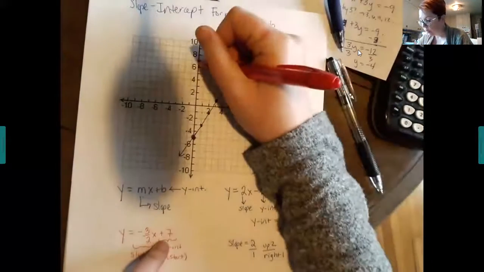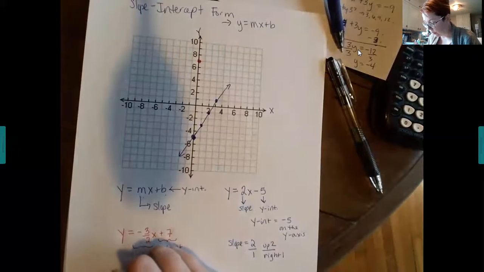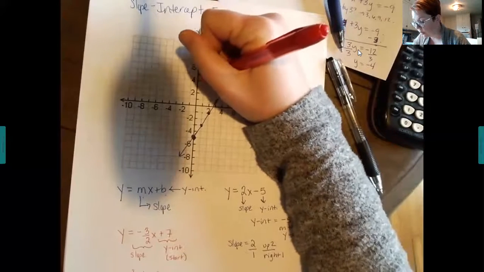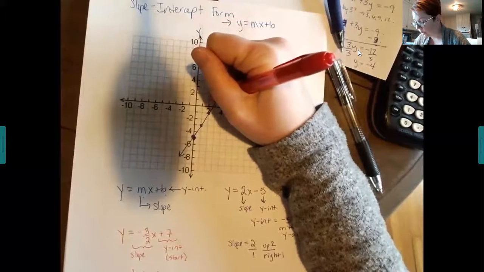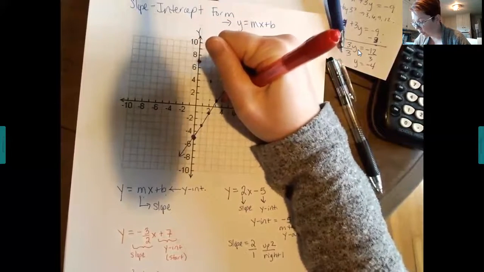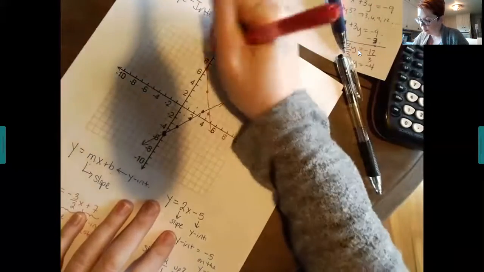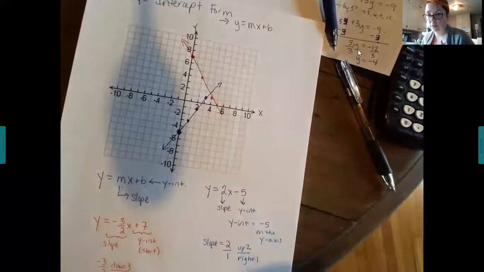And then to get to our next point, we use this slope that it tells us. It's telling us that we're going to go down 3, right 2. So from here, we're going to go down 1, 2, 3, right 2. Make a point. Down 3, right 2. Looks like we almost collided with our first line. I guess we did collide with it.